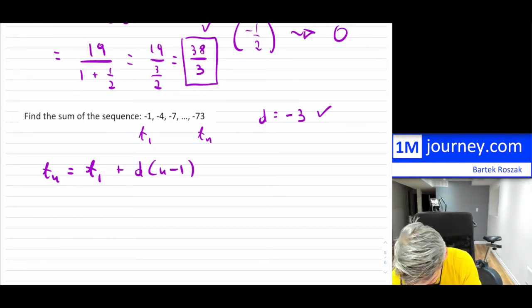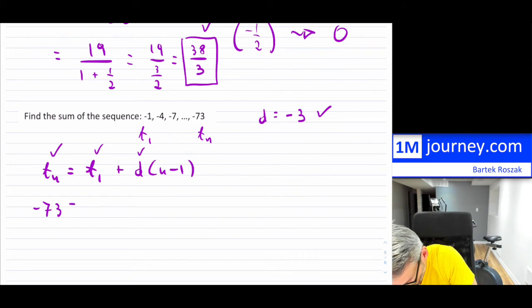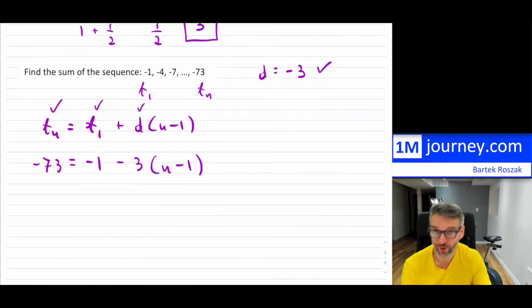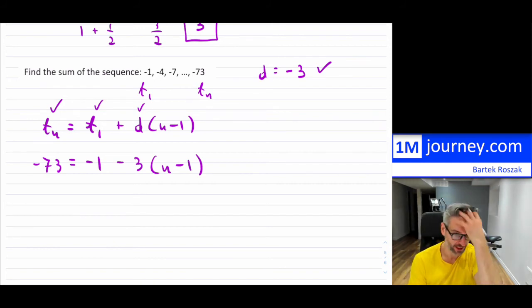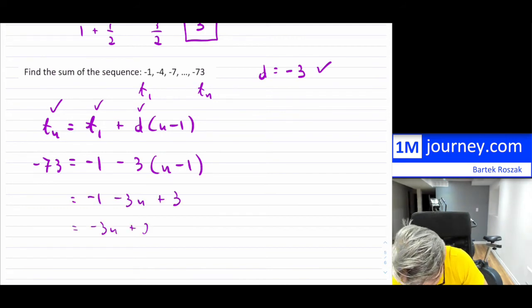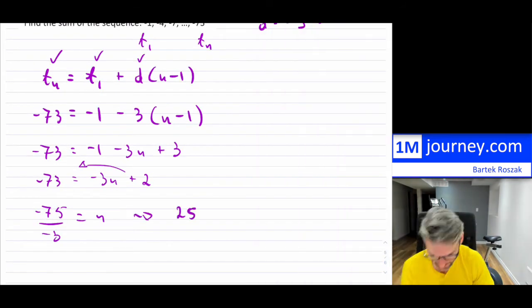So we know that. And if that's the case, I have D, I have Tn, I have T1, I have D. So I can find n. So let me do that. So negative 73 equals negative 1, this is minus 3, n minus 1. So I have this. Let's solve for n. Okay, so I'll just solve for n in here. Let's do that quickly. All right, so n is 25.